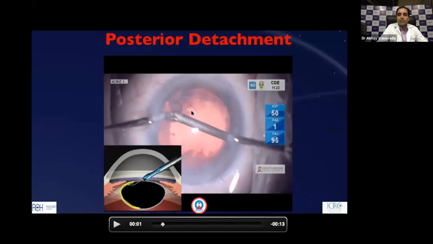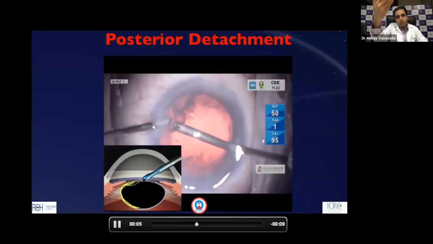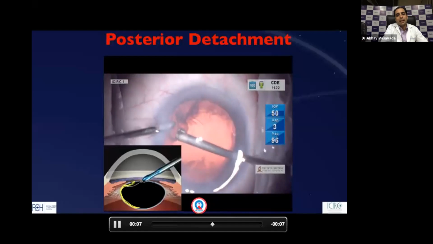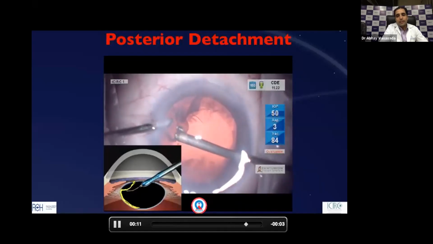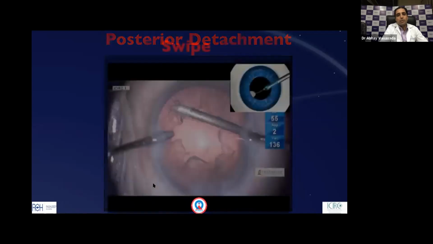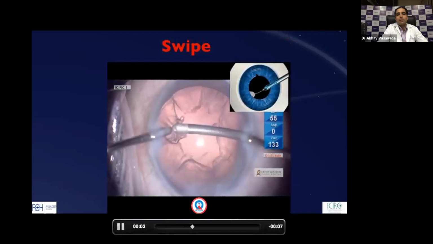So if you can see here, it's difficult to show in a two-dimensional video, but if you keep noticing this part of the animation, once you occlude it, you actually use your aspiration probe to detach it from the anterior capsule surface, which will allow you to make the next step of removal much easier. That is to make a side-to-side or a swiping movement.